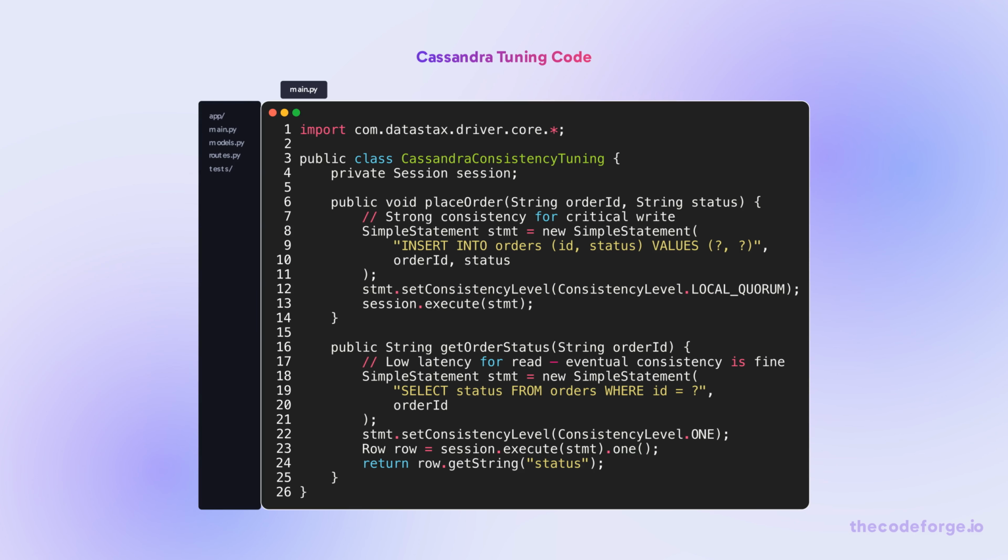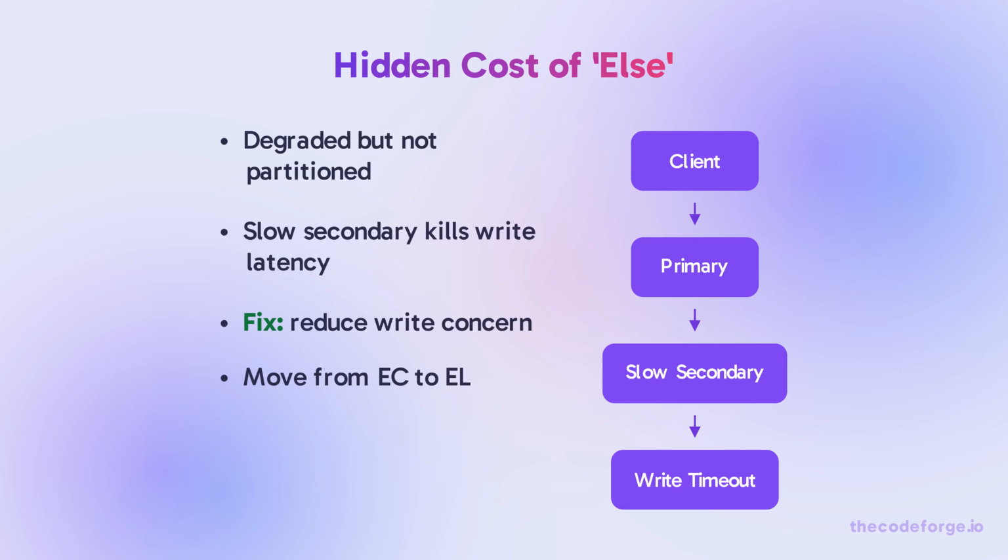Here's a real example in Cassandra. For critical writes like placing an order, we use LOCAL_QUORUM for strong consistency. For reads like checking order status, we use ONE for low latency. This is operation-level tuning.